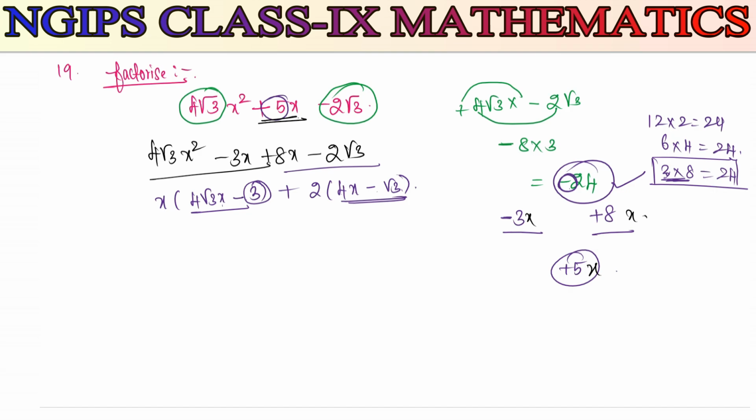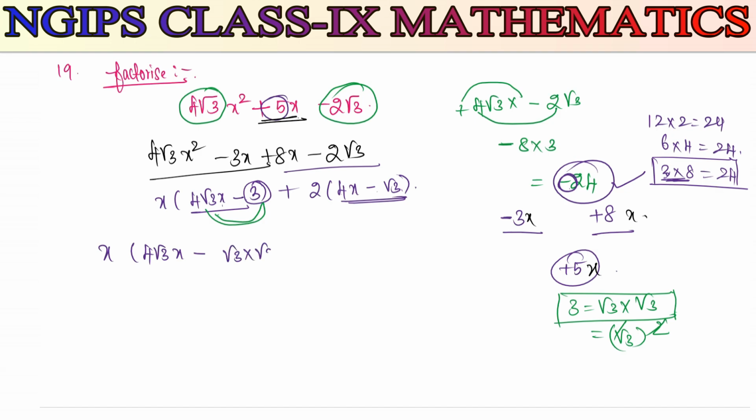So what I am going to do, again, I am going to take root 3 as common from these two terms. So 3 we can write as root 3 into root 3. Root 3 into root 3 becomes root 3 whole square, and the square and square root get cancelled. You will get back the term 3. So instead of 3 I can replace it as root 3 into root 3. So I am going to write here x into 4 root 3x minus root 3 into root 3 plus 2 into 4x minus root 3.